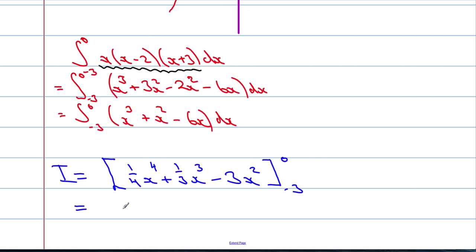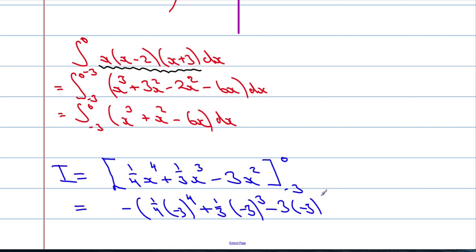Okay, so substituting in, we're going to get 0, 0 and 0, and then we need to subtract 1/4 times negative 3 to the power 4 plus 1 over 3 times negative 3 cubed minus 3 times negative 3 squared. Now, just a reminder, when I put the upper bound into this part, we're going to get 0. And then I'm going to take all of this away.